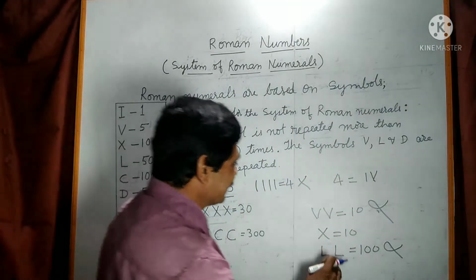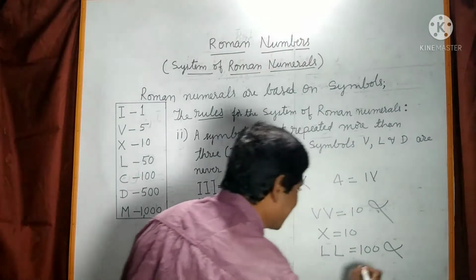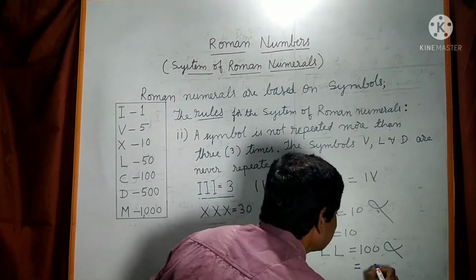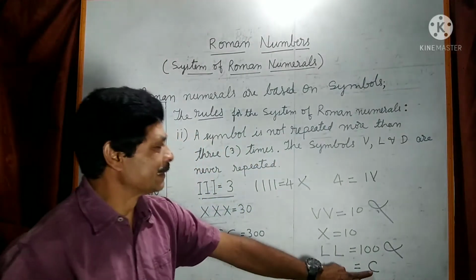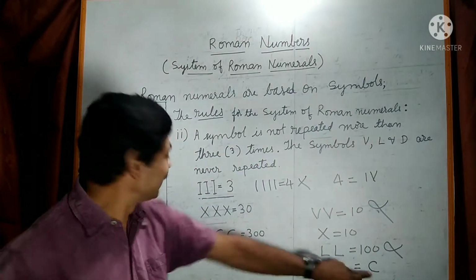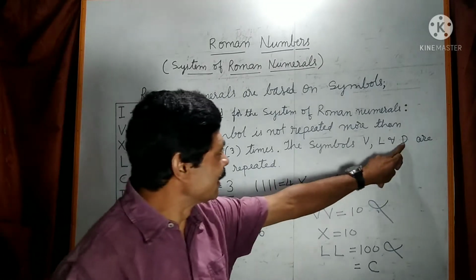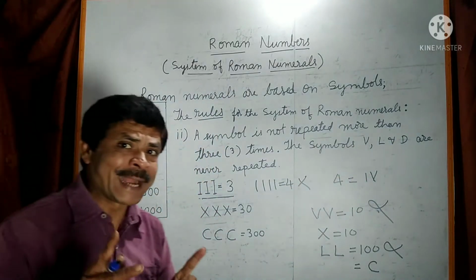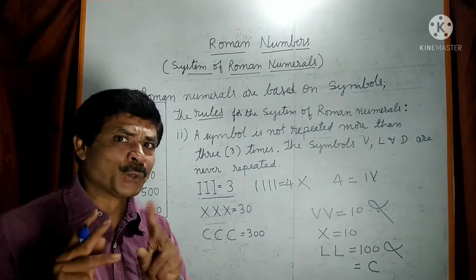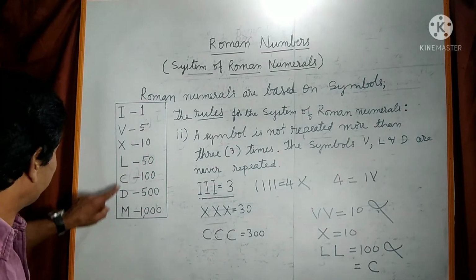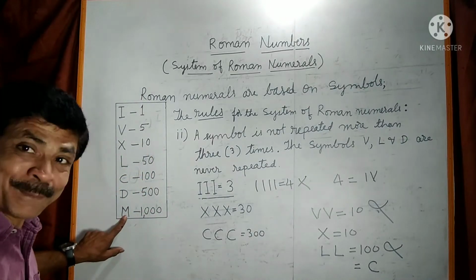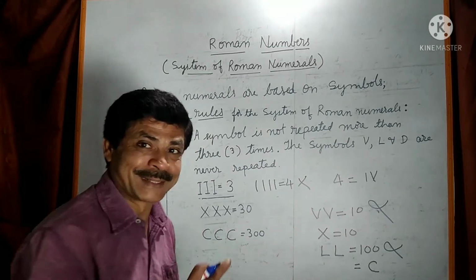We can write for 100 it is C. C is equal to 100. Okay? C is equal to 100. And D is equal to 500. We cannot write D 2 times because for 1000 there is M. We write M is equal to 1000.